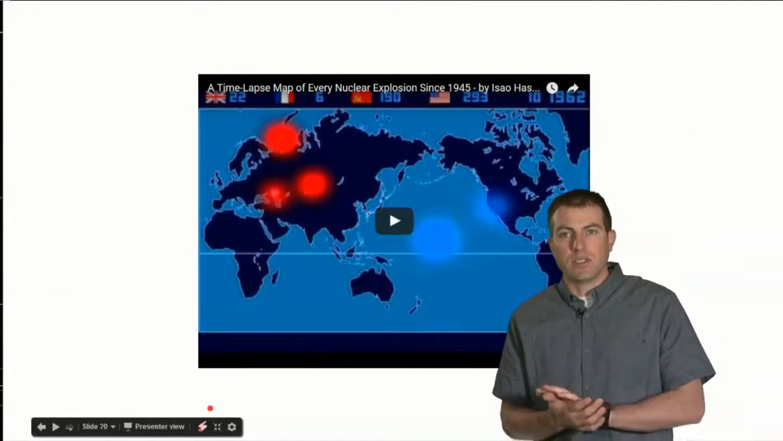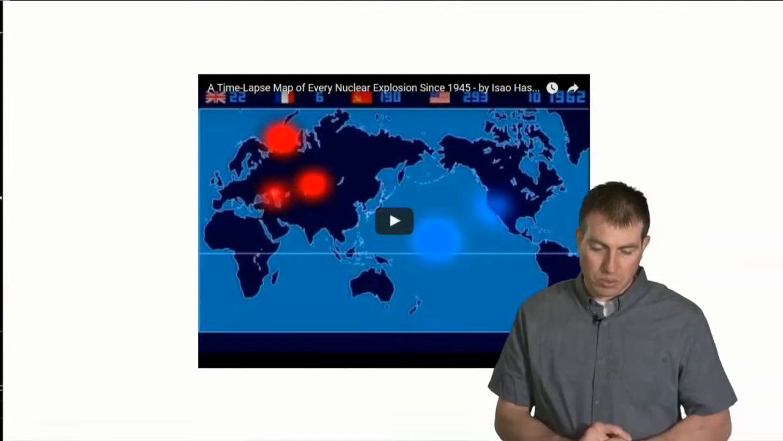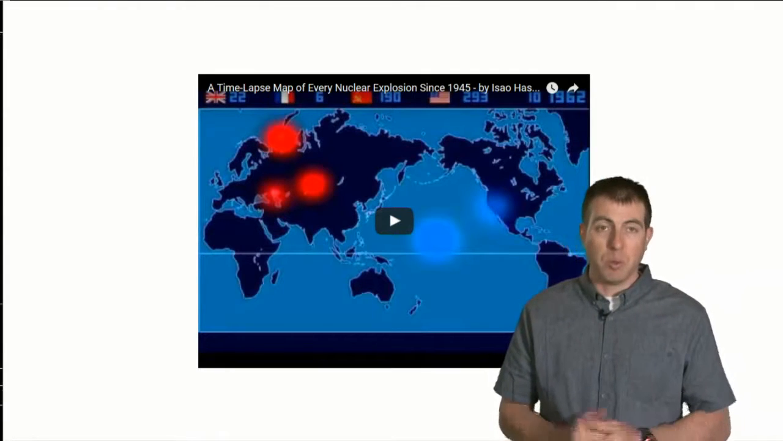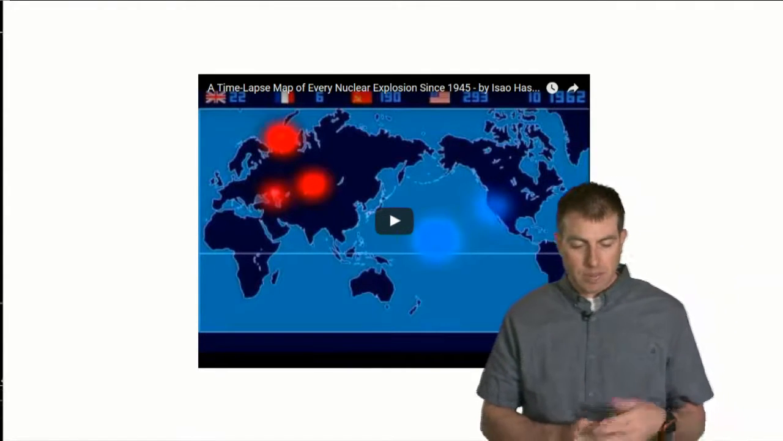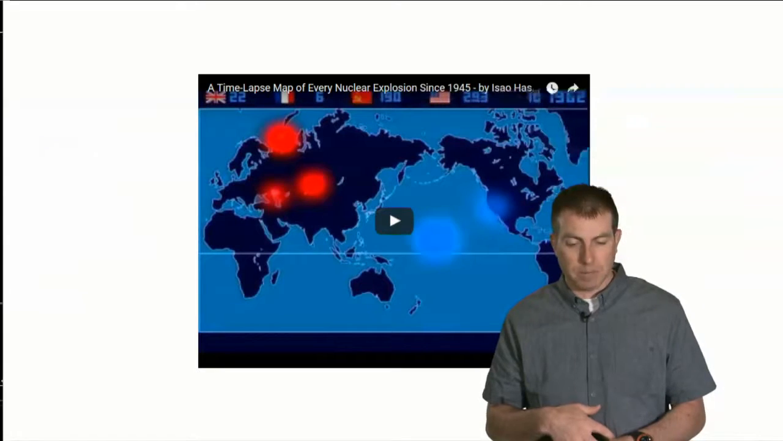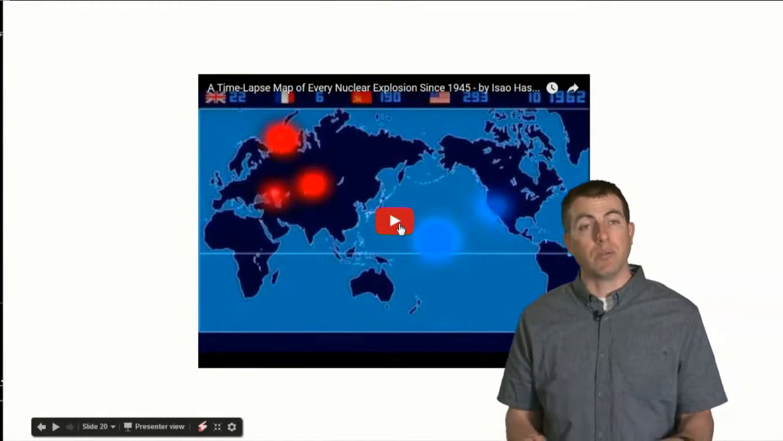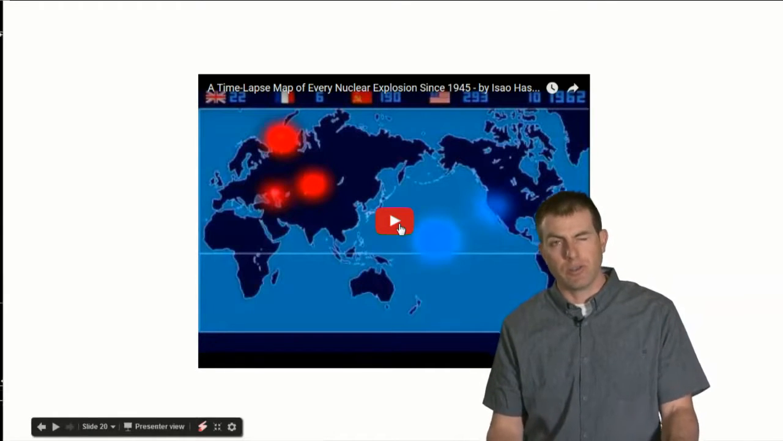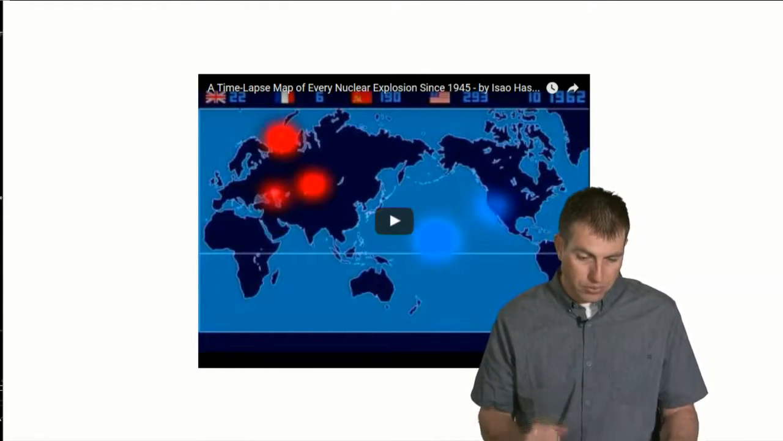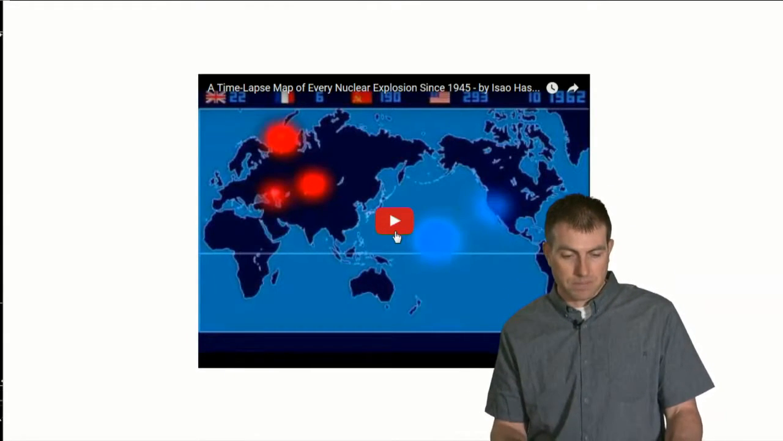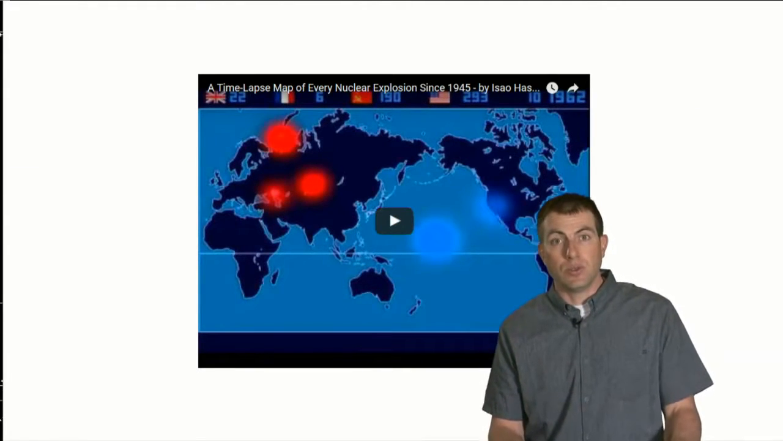I'm not going to watch this because it's about 10 minutes long and I've kept you guys a few minutes late already, but maybe we'll watch it at the beginning of next class, if you want to watch it online. It's a really cool time-lapse map of every nuclear bomb ever detonated on Earth from 1945 when the first one was dropped in New Mexico, and then to 1998.